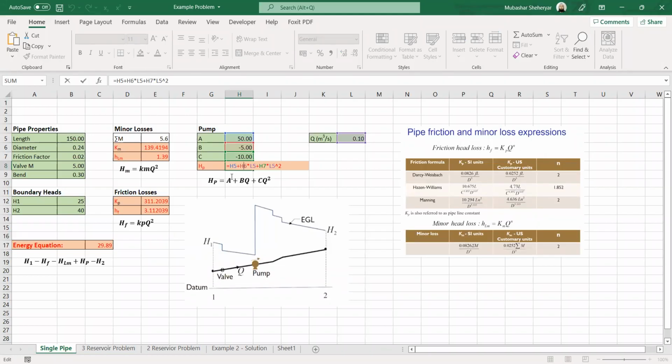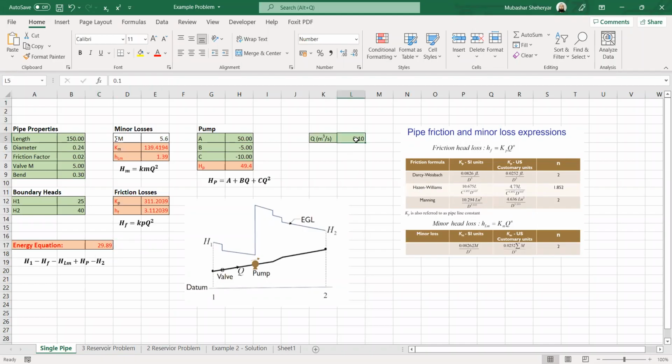Now to find the flow through the pipe, we first have to assume some flow is flowing through it, and we have to satisfy this equation, that this equation should be equal to 0. So we know that h1 is equal to 25 minus the head losses due to friction, similarly minus the minor losses due to the valve and the bend, plus the head given to the flow by the pump, minus the total head at section 2.